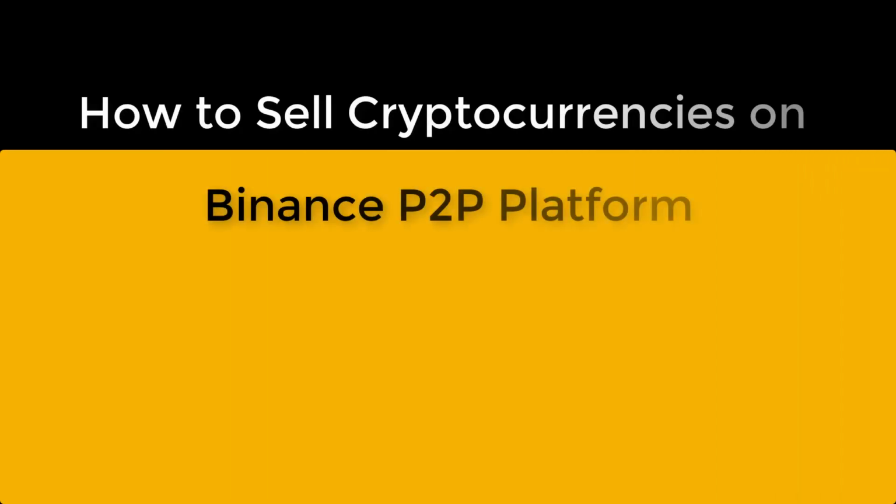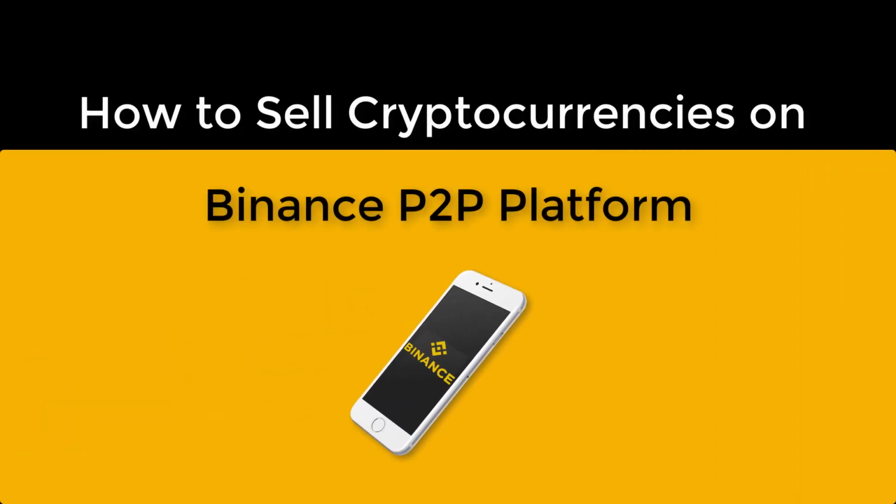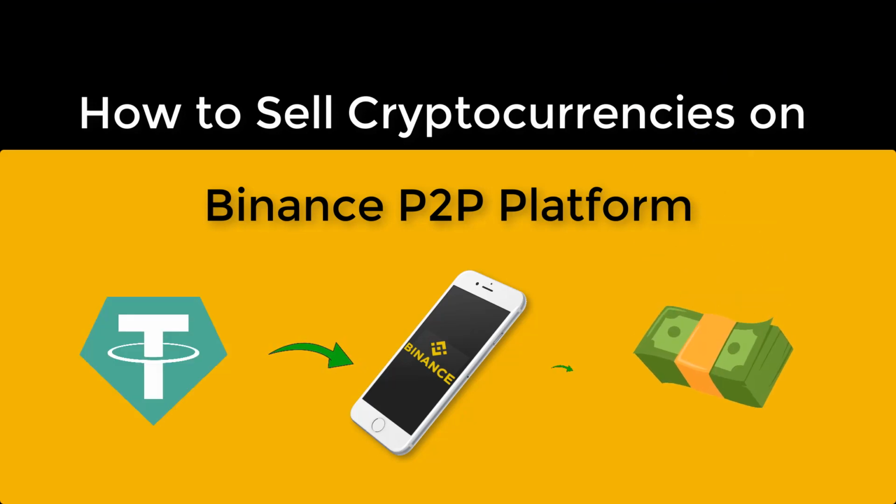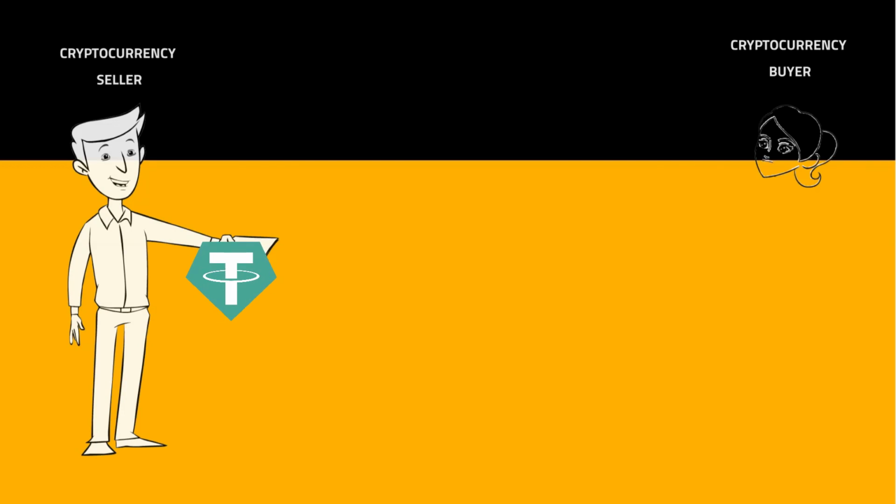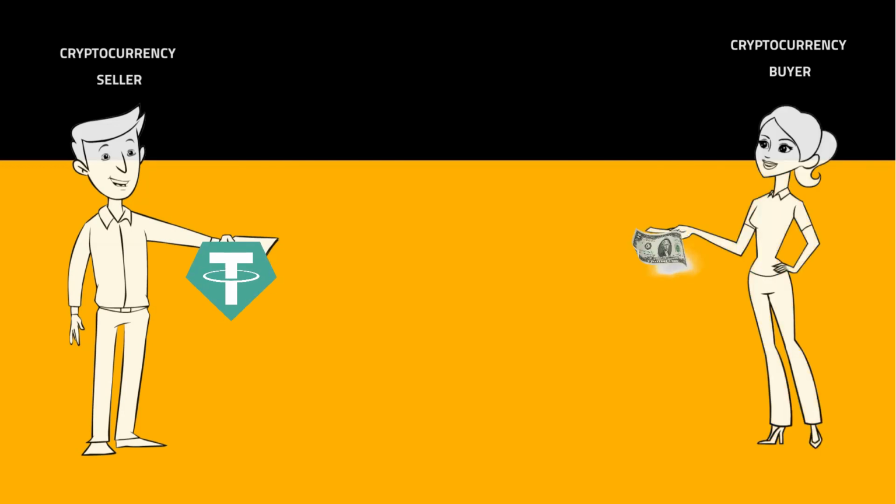In this video, we are going to discuss how you can use Binance P2P platform to sell your cryptocurrencies into fiat currencies. In simple terms, how to sell your crypto and gain regular fiat money. So when using the P2P method, what happens is that we can meet potential buyers who are willing to buy our crypto assets and who are ready to give us fiat money like US dollars, euros, British pounds in exchange for that.